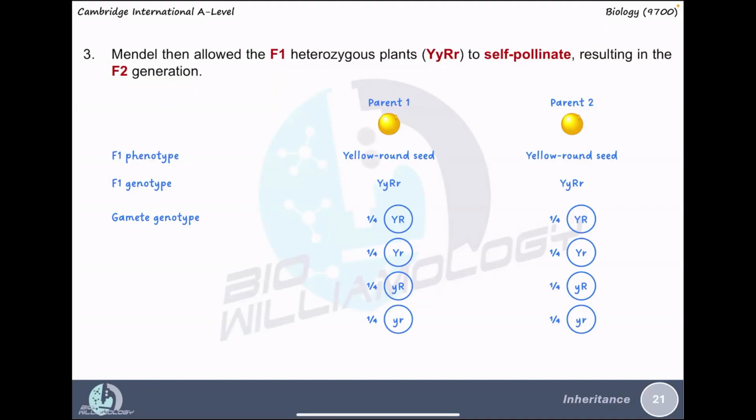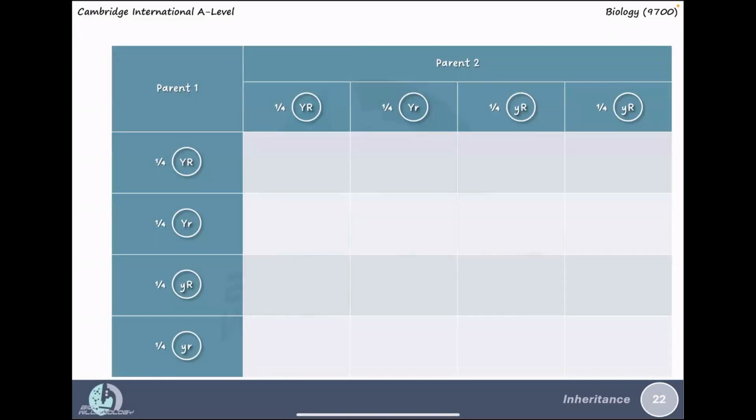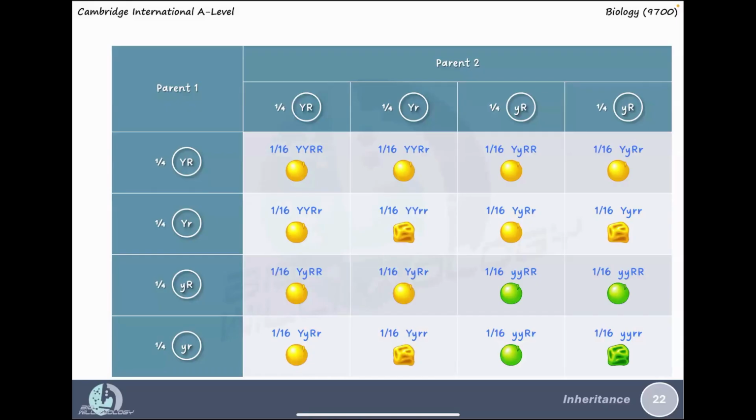25% of the gametes will have dominant allele Y and dominant allele R. Another 25% with dominant allele Y but recessive allele r. Another 25% will have the recessive allele y and dominant allele R. And the final 25% with recessive y and recessive r alleles. Let us look at the possible outcome when these gametes fertilize each other. From the cross of this F1 generation, these are the F2 genotypes as well as F2 phenotypes.